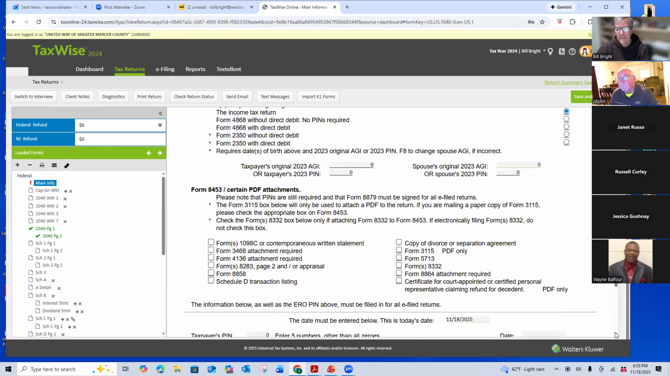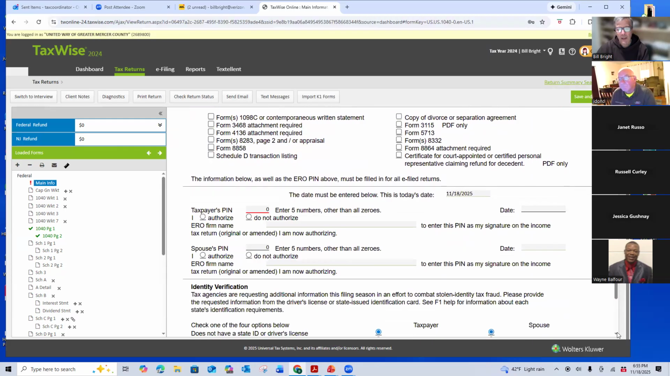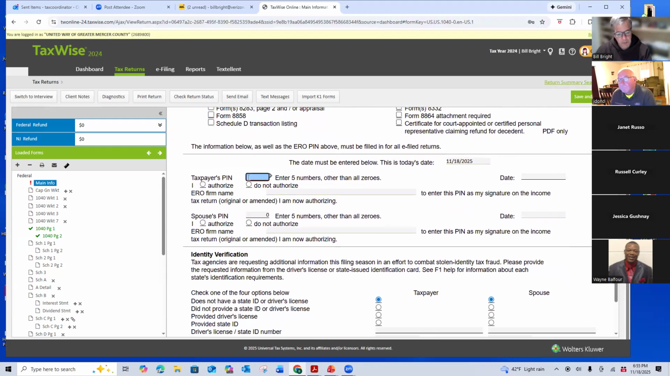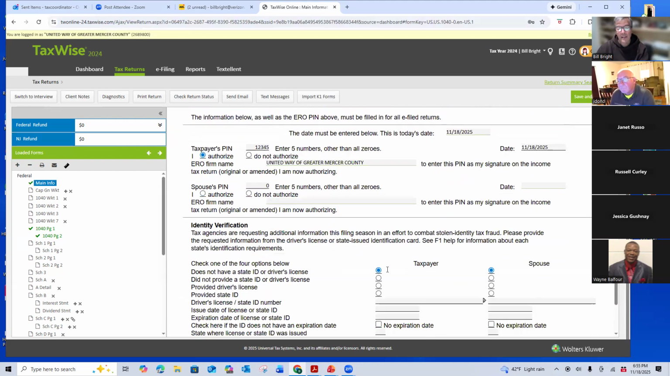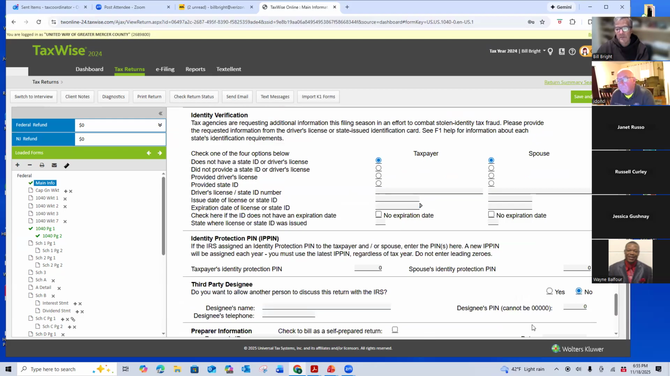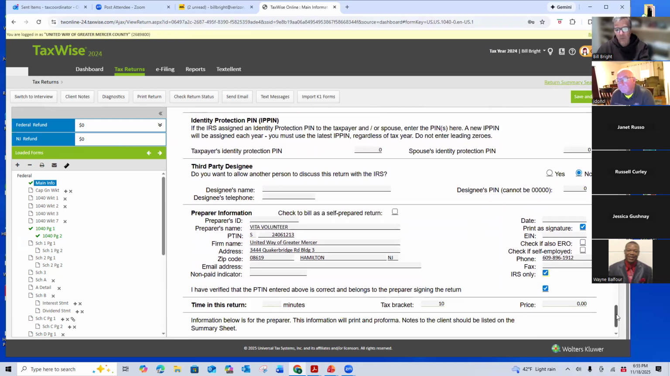a place, so a lot of information that you won't have to put in, but you do have to put in a PIN number for us and today's date, and that we authorize United Way, which is our organization, to send it. We don't need to put in the driver's license information, and all the other information at the bottom here, like preparer information, will be hard coded by me. So you don't have to worry about it.